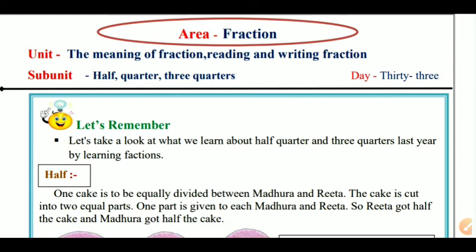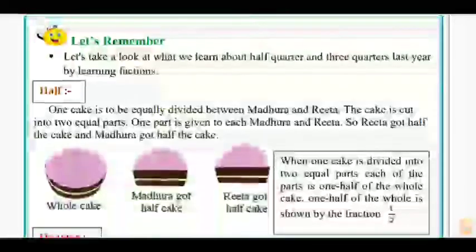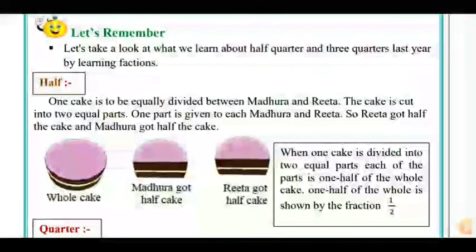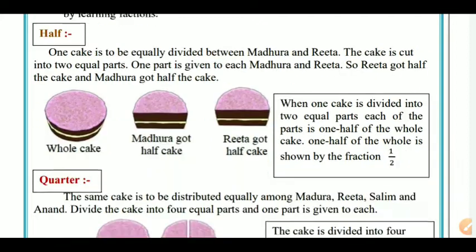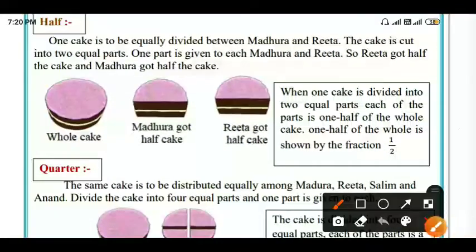Let's remember what we learned about half, quarter and 3/4 last year while learning fractions. Half. One cake is to be equally divided between Madhura and Rita. The cake is cut into two equal parts. One part is given to each of Madhura and Rita. So, Rita got half the cake and Madhura got half the cake.